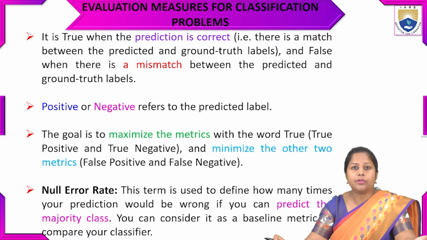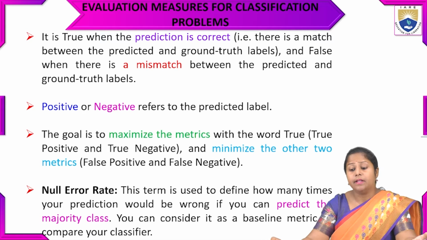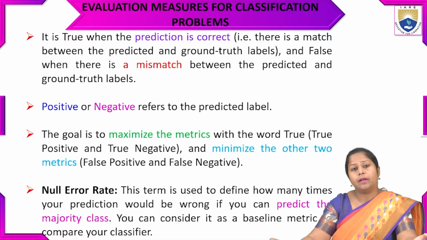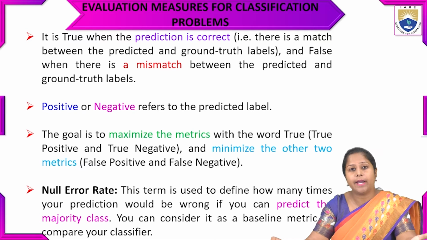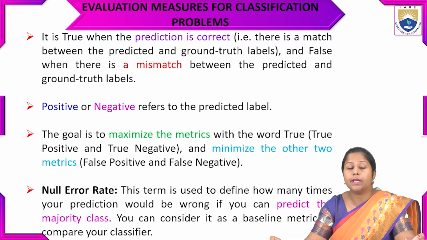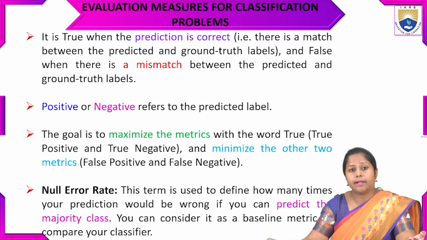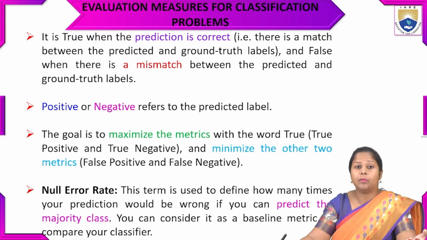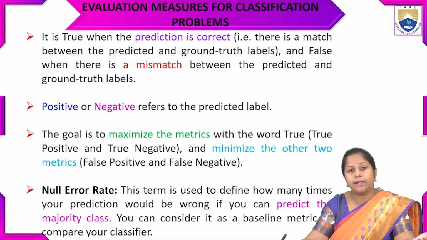It is true when the prediction is correct, so there is a match. Suppose a customer is going to buy some diapers. Also, he is going to buy the beer, because he has a small baby, so he is going to buy the 2 items. But how to predict that? How to evaluate that? For that, a classifier confusion matrix will be there.